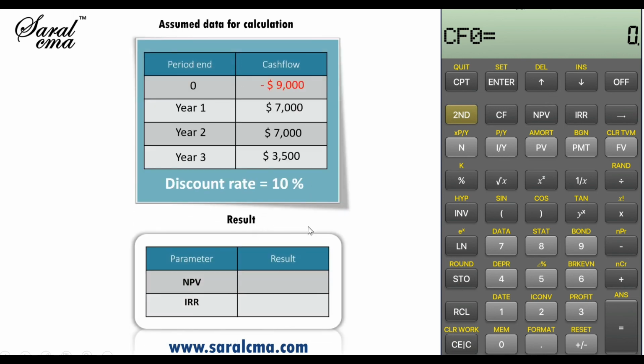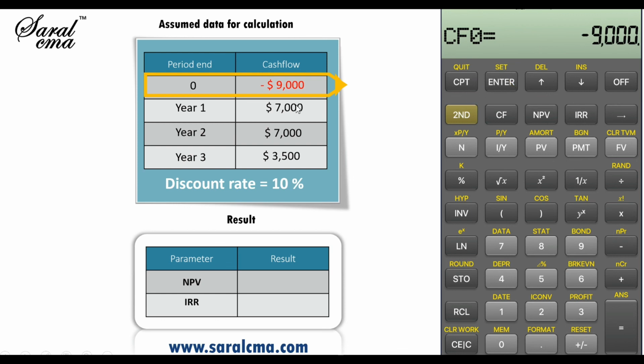Let us start inputting the cash flows one by one into the calculator. The initial outflow is $9,000. Since this is an outflow, we need to input a negative number into the calculator. Let us input a negative number 9,000 and save it. To save data in the calculator, press the enter key.